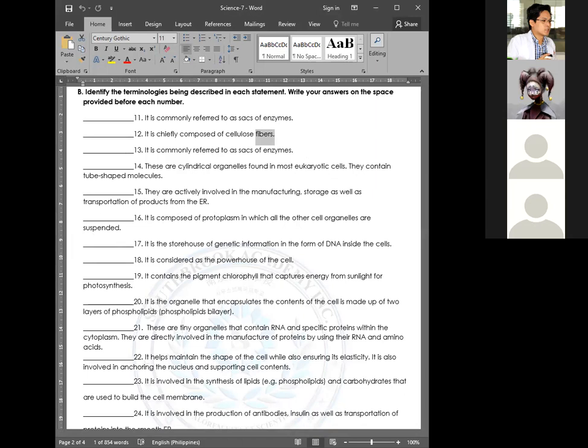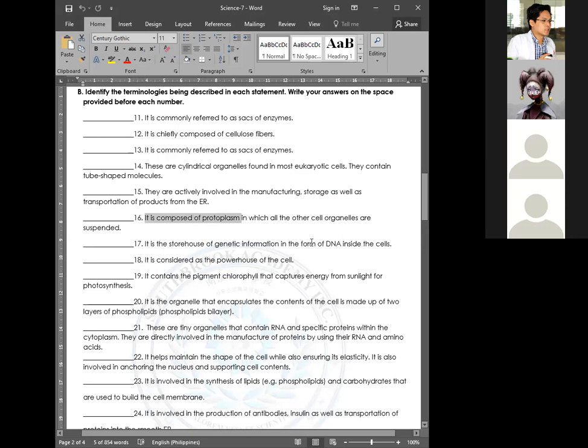What do you think is the answer? It is Golgi apparatus or Golgi bodies. It is composed of protoplasm in which the other organelles are suspended. It is called what? Cytoplasm. Again, number 16 is cytoplasm.